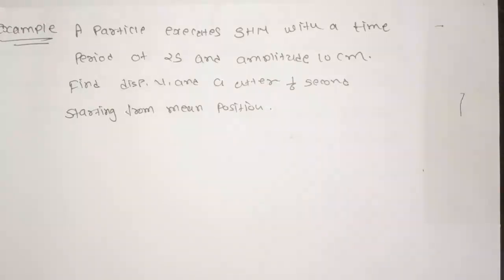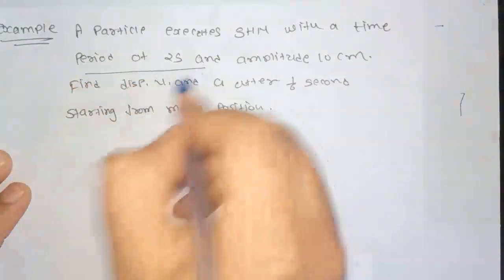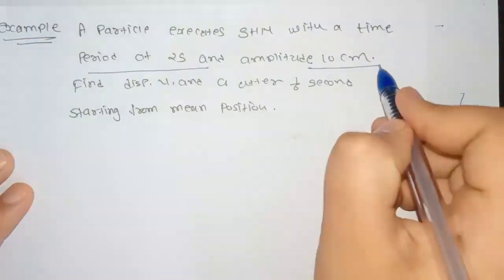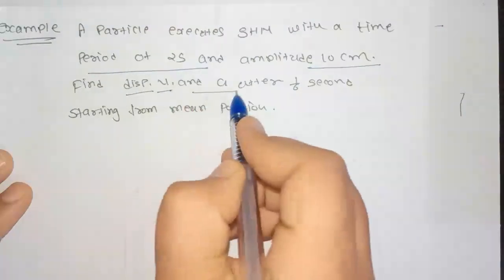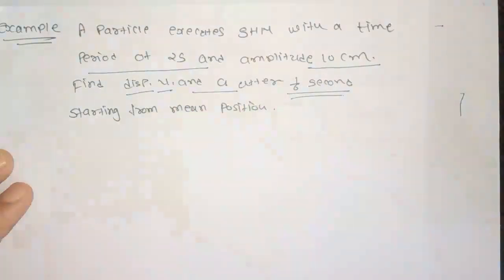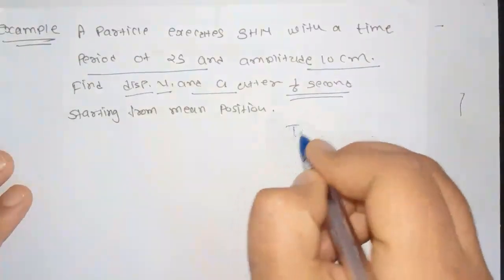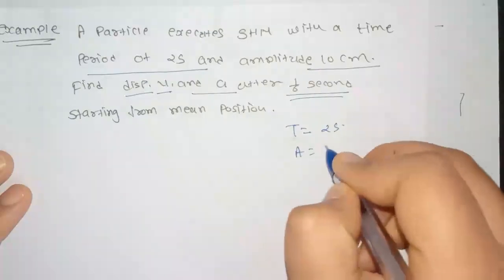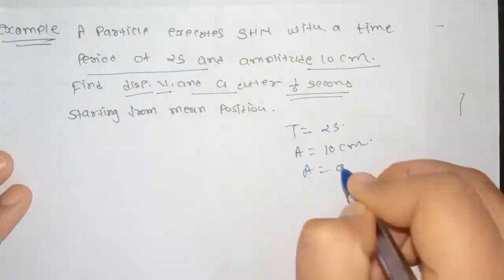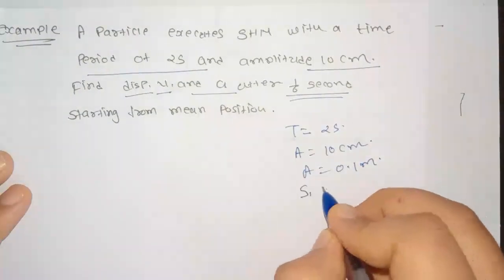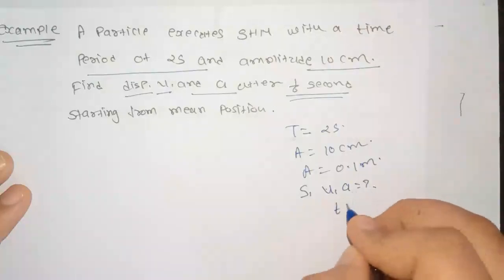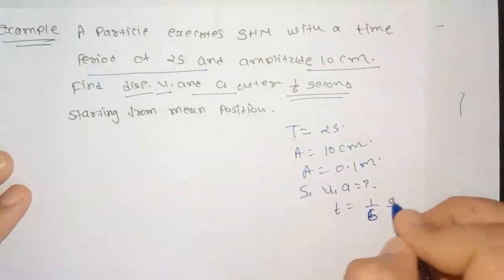In this example, a particle executes SHM with a time period of 2 seconds and amplitude 10 centimeter. Find displacement, velocity and acceleration after 1/6 second starting from the mean position. Given time period is 2 seconds and amplitude is 10 centimeter, that is equal to 0.1 meter. We want to find the displacement, velocity and acceleration at t equals 1/6 second.